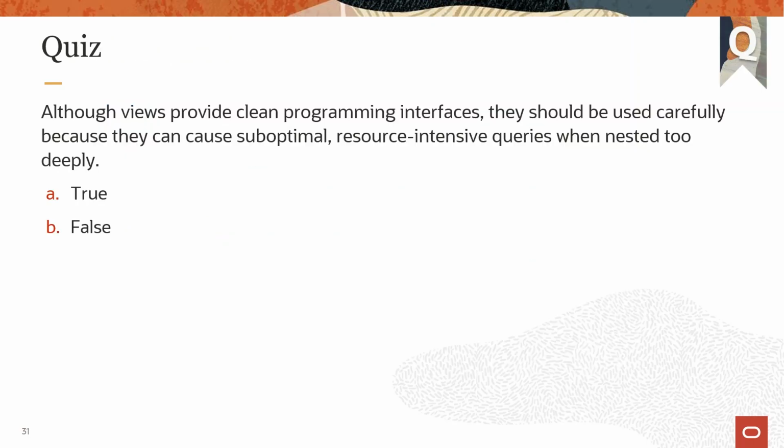Now, to conclude this chapter, there are a couple of quizzes. The first quiz talks about views. Although views provide clean programming interfaces, they should be used carefully because they can cause suboptimal, resource-intensive queries when nested too deeply. Is this true or false? Well, this is true, something that we will discuss in a later chapter. But if they are being used or nested too deeply, this can lead to suboptimal, resource-intensive queries. So the right answer is A.